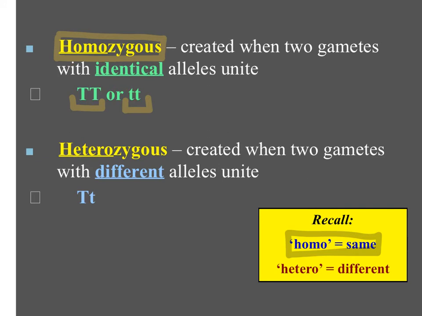Then we have heterozygous. Where homo means the same, hetero means different. So up here, where we had 2 capital T's and 2 little t's, heterozygous means it's going to be different. So we have to have 1 big T and 1 little t. So here we are looking at different alleles, big T, little t. Here we're looking at identical alleles, little t, little t.